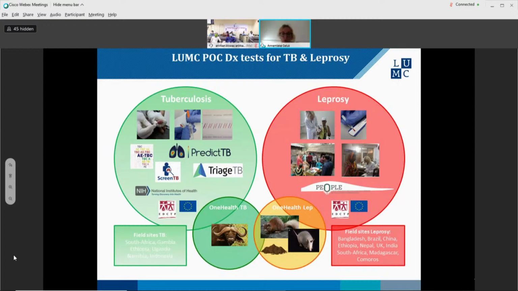So to conclude, this is an overview of our TB and leprosy work. Because of time, I've only discussed the leprosy work, but we're also working on TB with similar lateral flow assays.